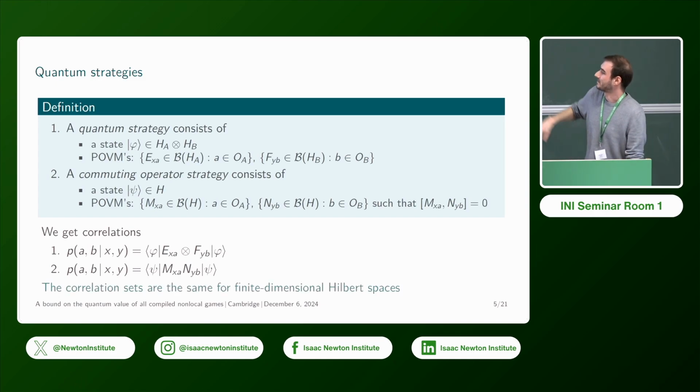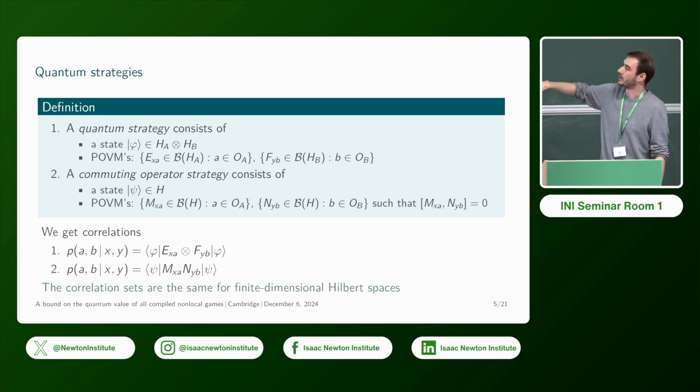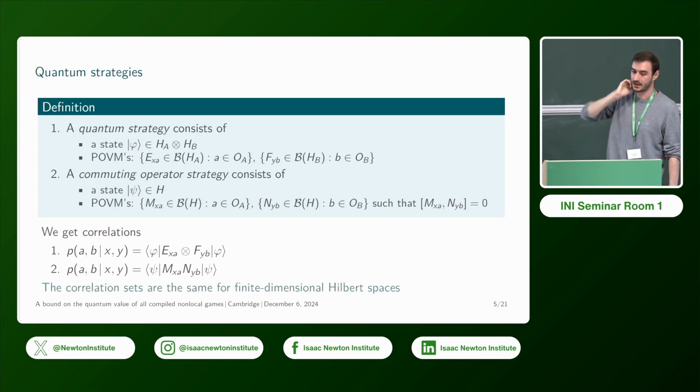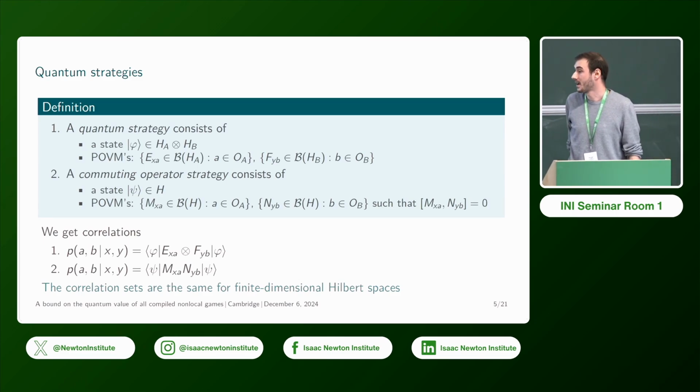Okay, and it's interesting to know that the commuting operator strategies and the quantum strategies, the correlations one can get are the same for finite dimensional Hilbert spaces, but MIP star equal RE shows that in infinite dimensions they can be different.